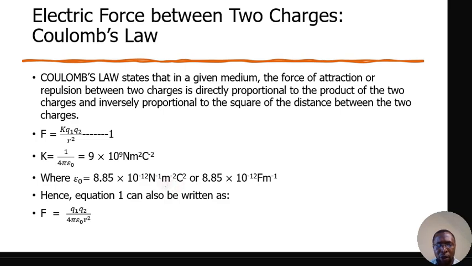But now, if you look at the value of K again, we say K is 1 over 4 pi epsilon naught. If you now come to equation 1 and replace the value of K in equation 1 with 1 over 4 pi epsilon naught, then we have a new equation here, which is F equals Q1Q2 all over 4 pi epsilon naught R squared. So this is the equation for Coulomb's law. So let's take note of that.